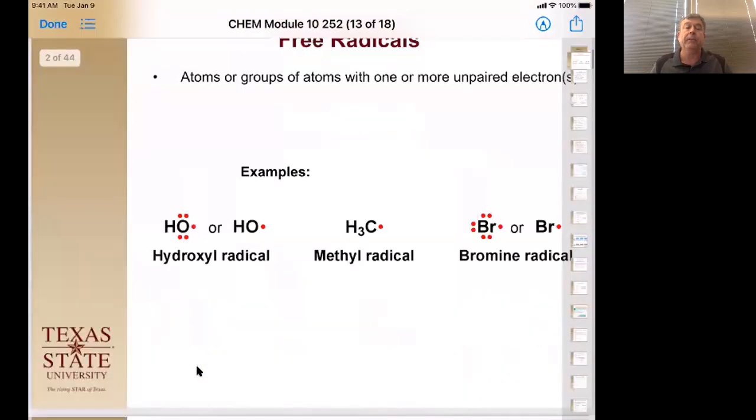So a free radical is any atom or group of atoms that has an unpaired electron. Okay, that unpaired electron is reactive and is a fairly high energy state, a very energetic thing. And so we can have them on oxygen, carbons, or bromines. Okay. Notice it's not about nucleophilicity. It's about an unpaired electron.